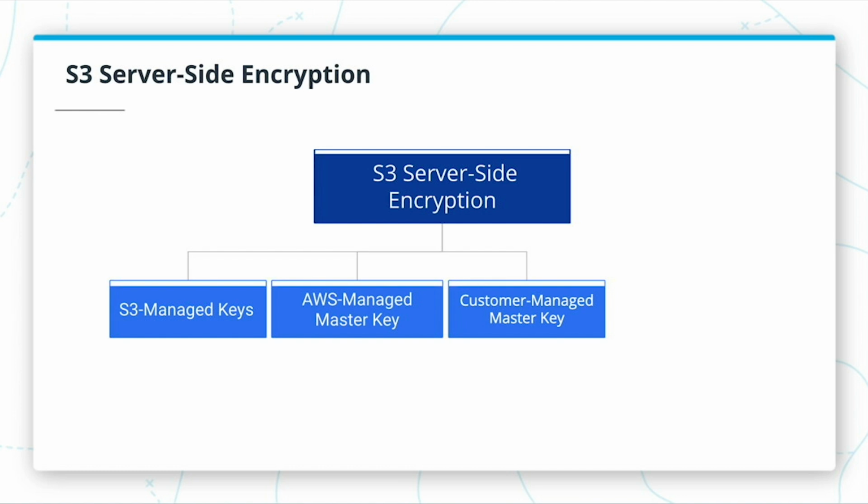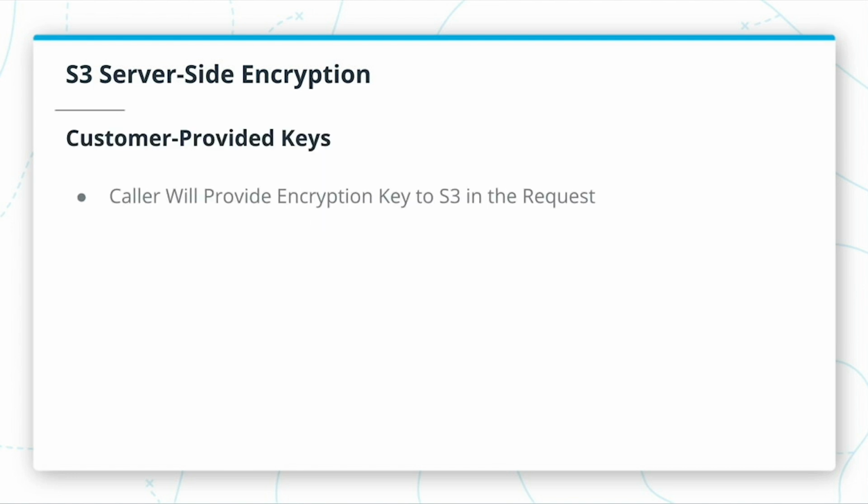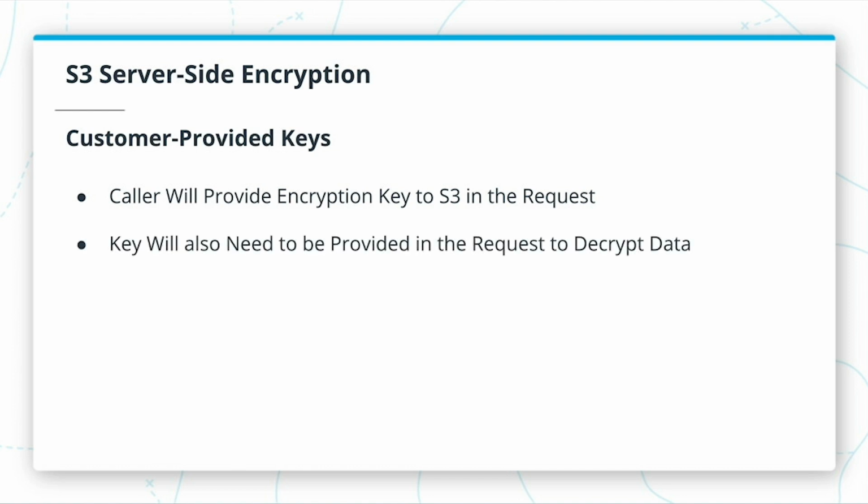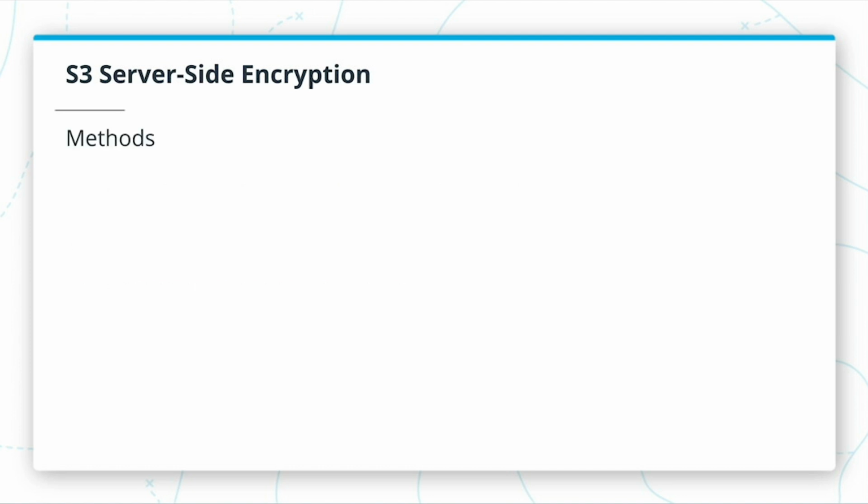The last method of doing server-side encryption is with customer-provided keys. In this case, the customer can provide their own encryption keys to S3, and S3 will perform the encryption on the server side without keeping the key itself. The key would then be provided with the request to decrypt the object. With this option, the burden of managing the keys falls on the customer. All of these options can be implemented in two ways.